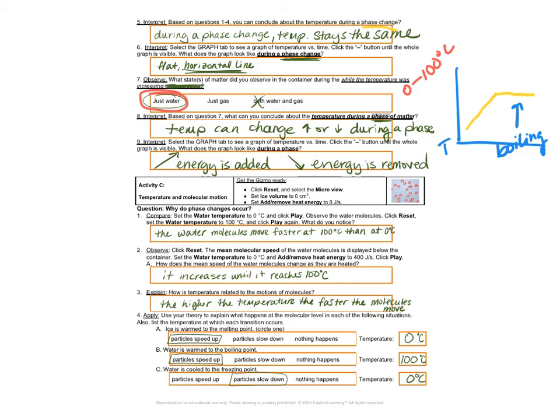But you can set it below 0 and warm it up to 0. And then the temperature will increase. And then if you were below 0, you would have just ice, just a solid. But in the range of 0 to 100, you have just water.